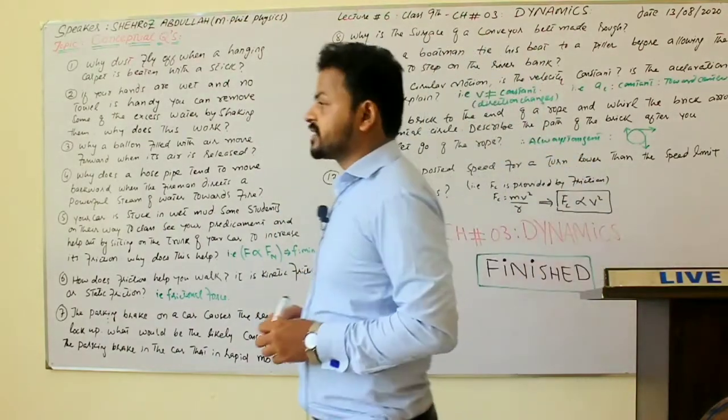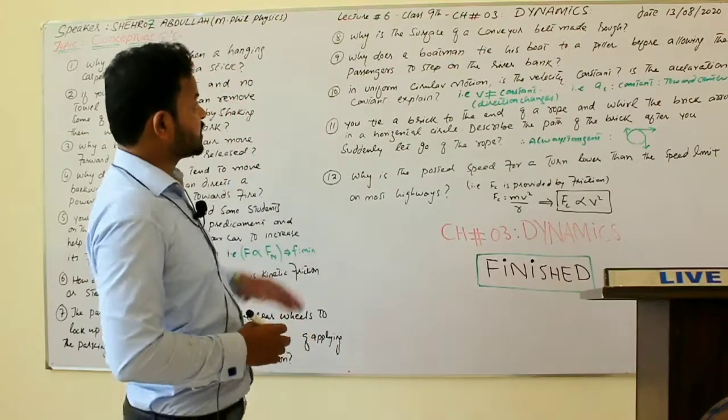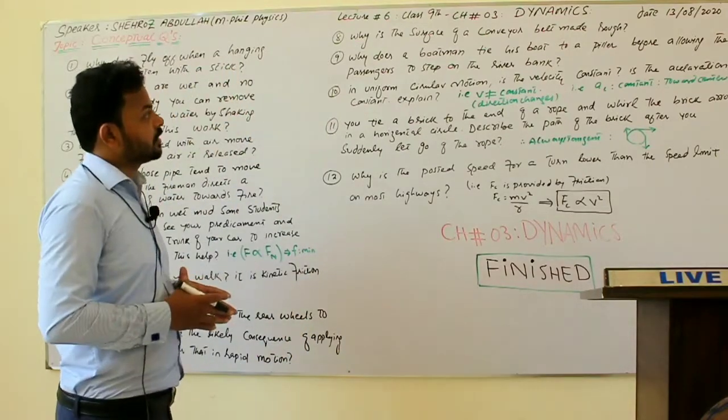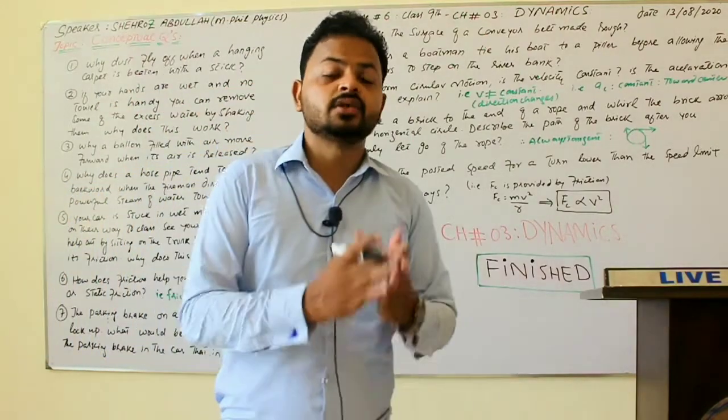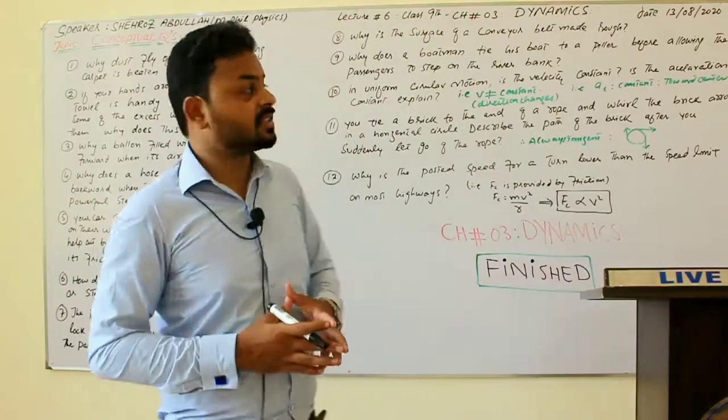Coming towards question number 8, what does it say? Let me read the statement. Why is the surface of a conveyor belt made rough? To increase friction, the conveyor belt is made rough.